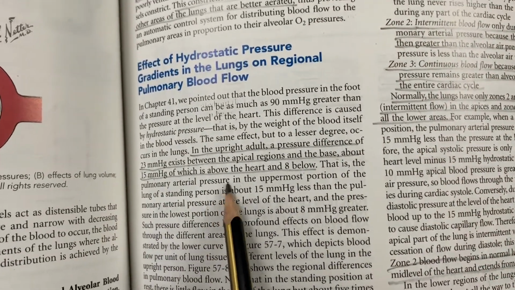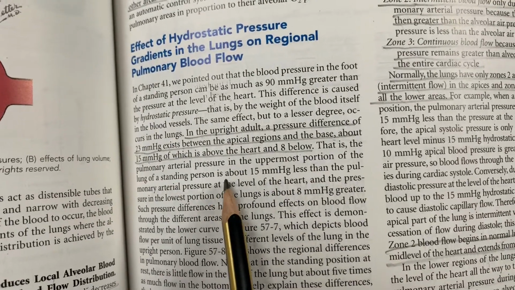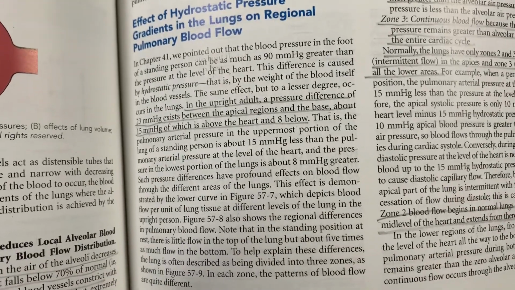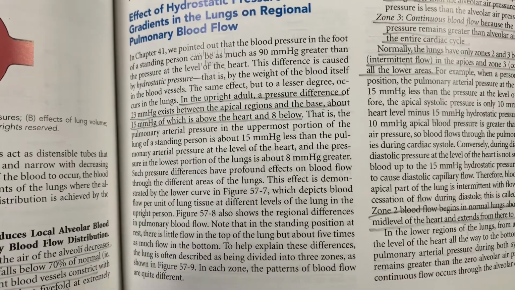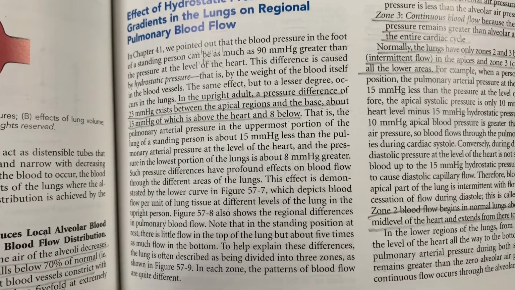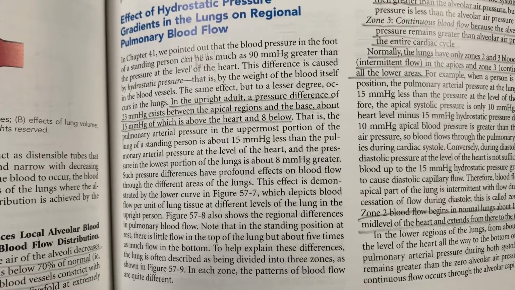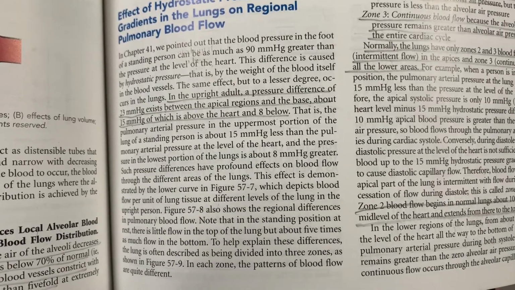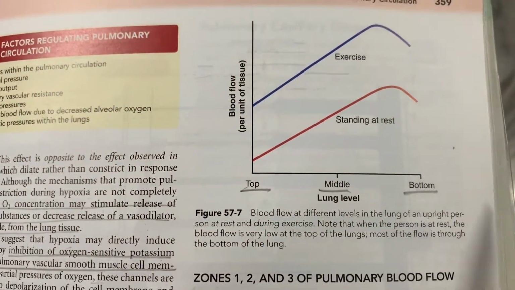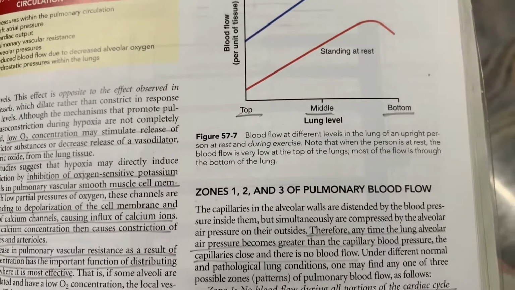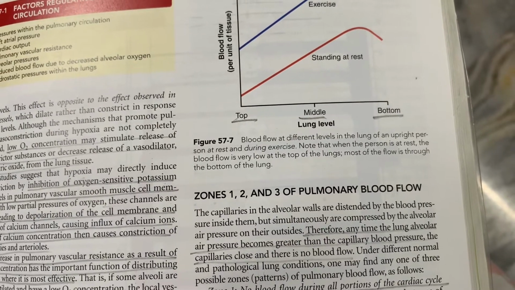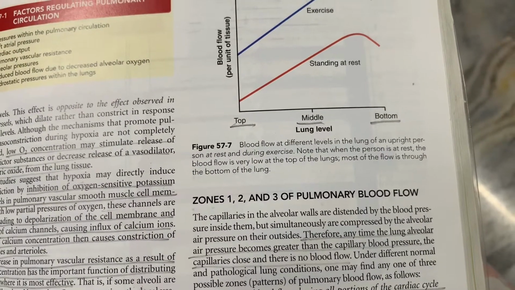The pulmonary arterial pressure in the uppermost portion of the lung of a standing person is about 15 mmHg less than the pulmonary arterial pressure at the level of the heart, and the pressure in the lowest portion of the lungs is about 8 mmHg greater. Such pressure differences have profound effects on how blood flow occurs through the different areas of the lungs. You can understand this in this curve right here, which depicts blood flow per unit of lung tissue at different levels of the lung in the upright person.